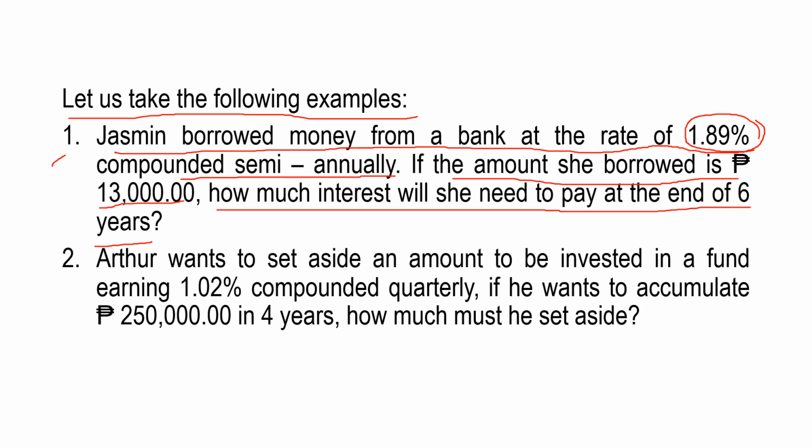What will be the value of the compound interest being applied on what has been borrowed from the bank with this given rate of interest and mode of payment, or time or term, I mean. Now for number 2, Arthur wants to set aside an amount to be invested in a fund which is 1.02% compounded quarterly. We all know that every year there are 4 quarters. So if there's a given value, for us to know the conversion period, we need to multiply by 4 or divide by 4 to convert this in terms of years. If he wants to accumulate 250,000 pesos in 4 years, how much must he set aside? So that will be the question.